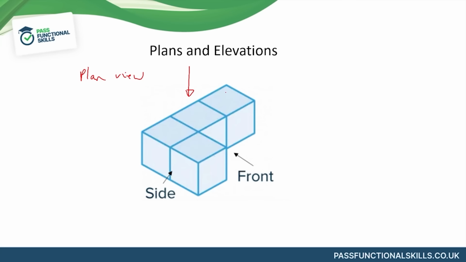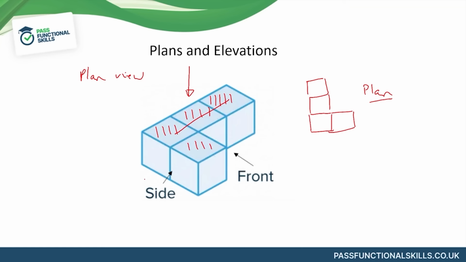So if you were up above looking down on this shape, all you would see is this square here, this square here, this square here, and this square here. So the plan view would be one square, this square here, another square underneath that, another square underneath that. So these 3 squares are these 3 here, and the bottom one would have one coming off to the side. So this would be the plan view.